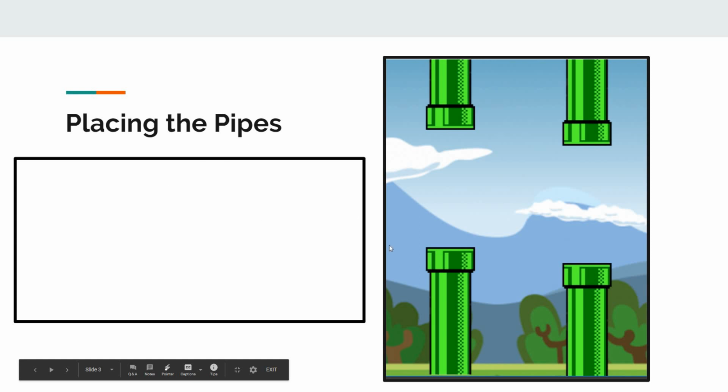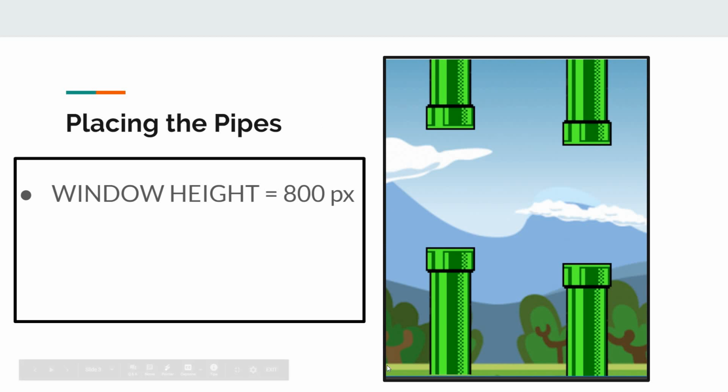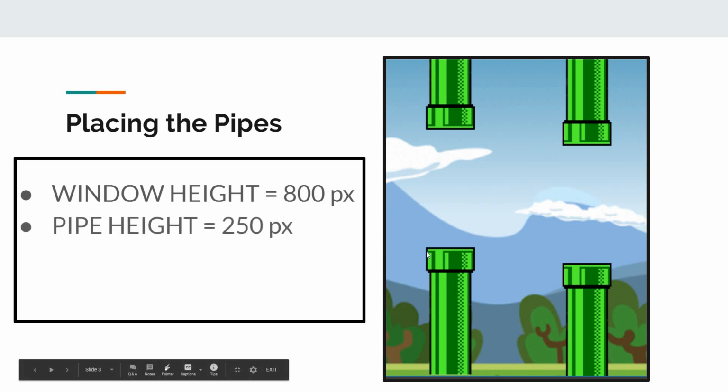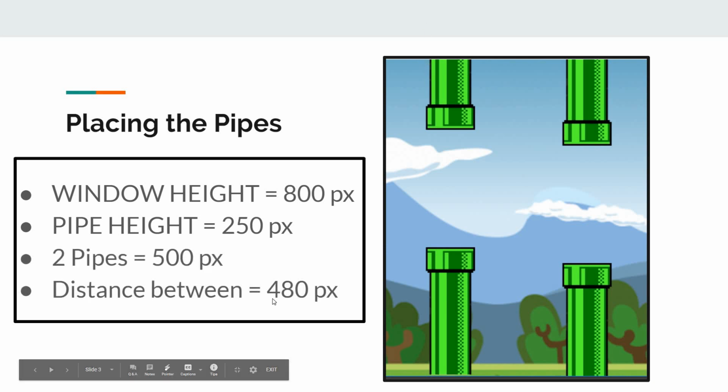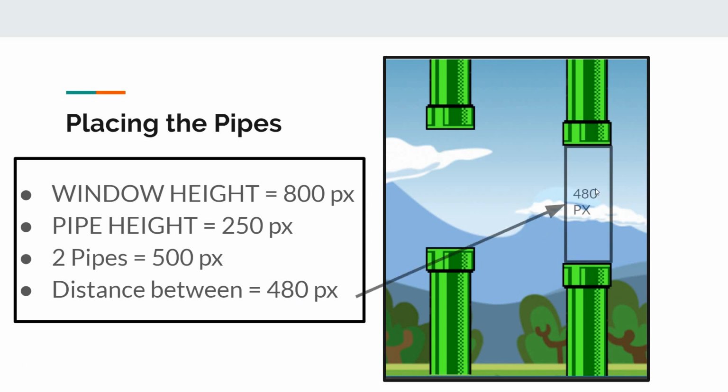But anyways, when you plot these pipes, what you need to be aware of is that the window's height is 800, okay? The pipe height is 250, that's both of them, so that's 500 total, and we have a distance between them of 480 pixels. So this space right here is going to be the only place where we're going to allow Flappy Bird to fly.